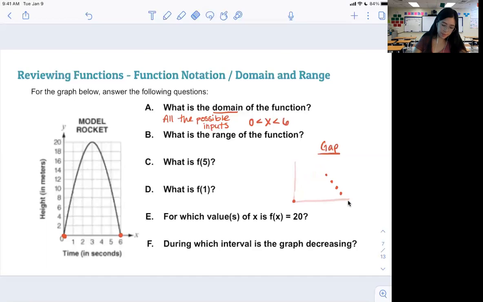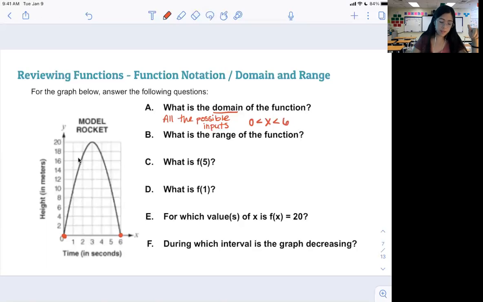Another example of a gap would be if it was like this, but then maybe there's like a hole in the middle somewhere. You would see a literal hole in the middle of your graph. So those would be gaps. Now in this case, there's no gaps. There's one continuous line connecting everything. Okay, that's the difference. So since there's no gaps, there's no holes, it goes from 0 all the way to 6.